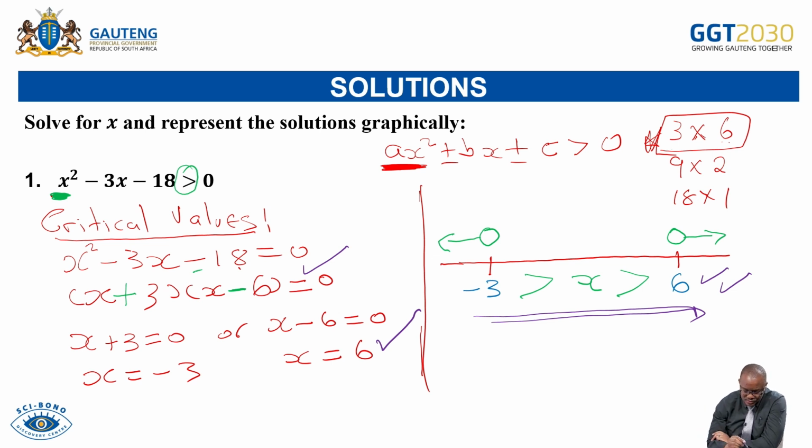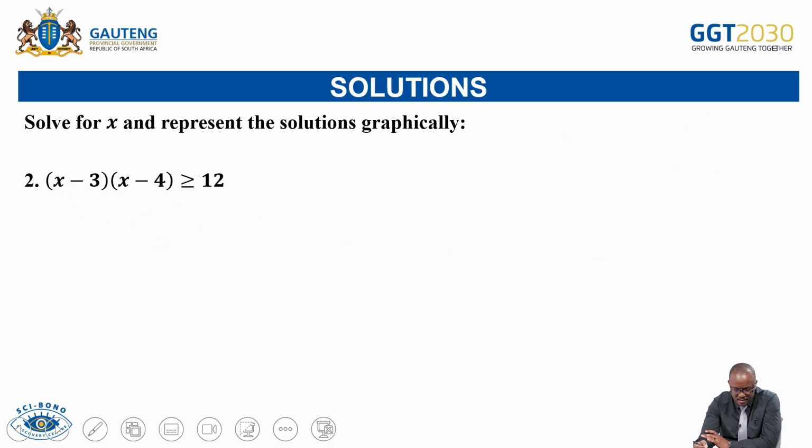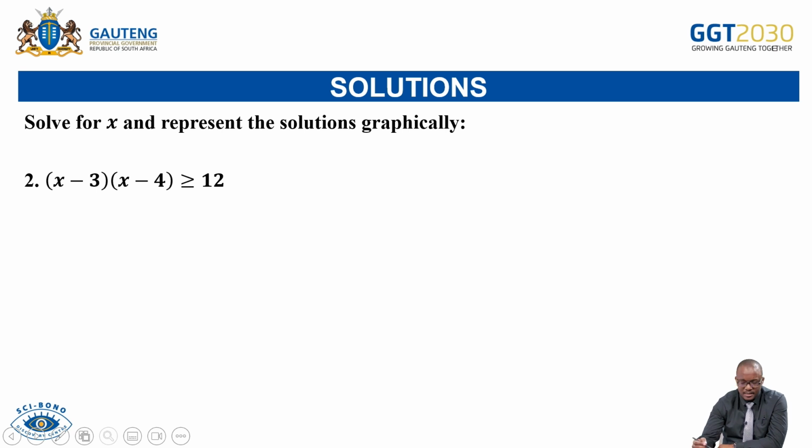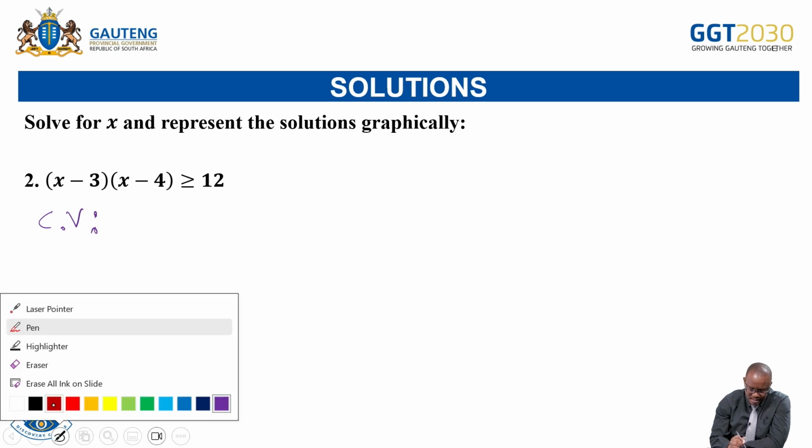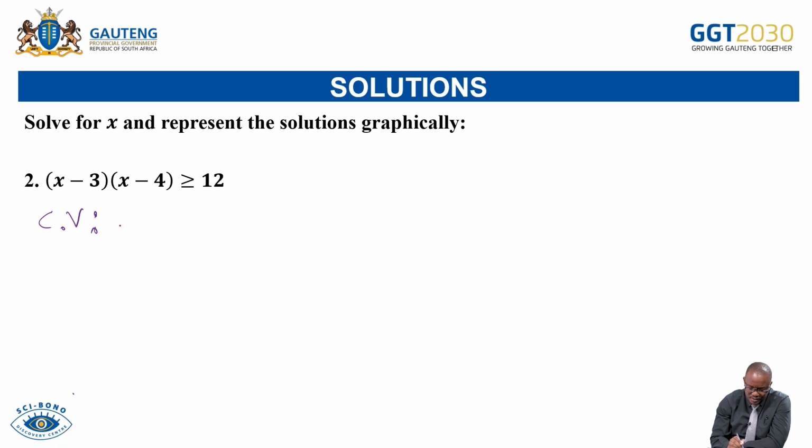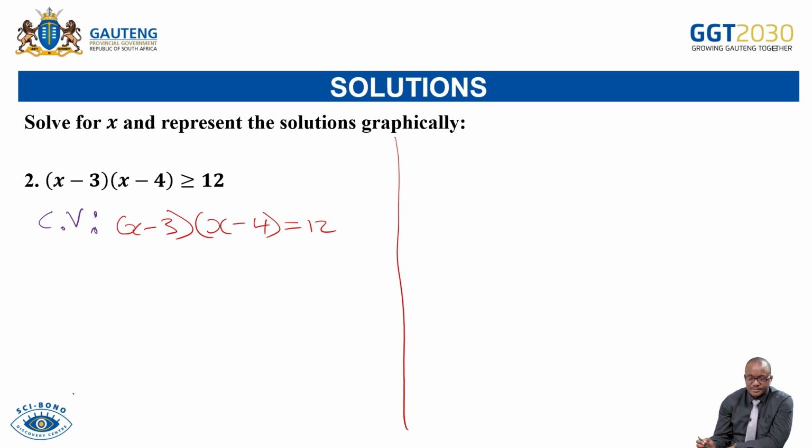So let's look at the next one and apply the very same method that we have done here, for better understanding. Looking at the second one, we have to look for critical values, correct? The first thing that we need to do is to get our critical values. How do we get them? We have x minus 3, x minus 4 equal to 12.